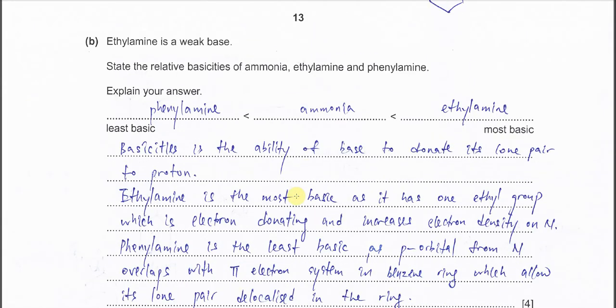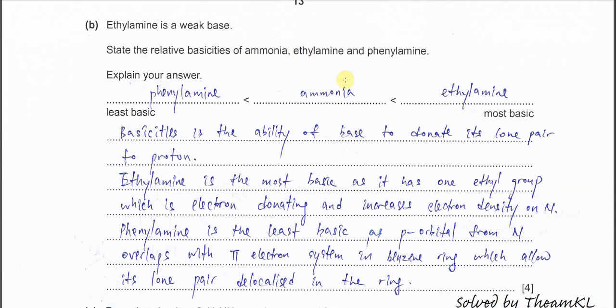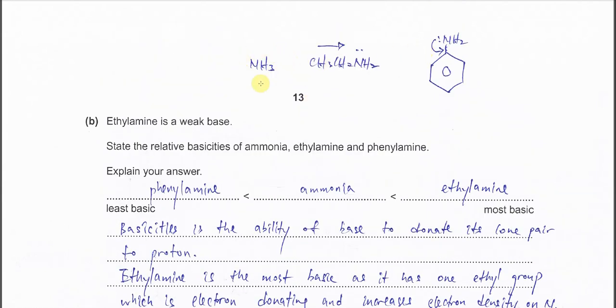Part B. Ethylamine is a weak base. State the relative basicity of ammonia, ethylamine, and phenylamine. So compare these 3 compounds: ammonia, ethylamine, and phenylamine. From this comparison, we know that ethylamine is the most basic compound. Why? Because the ethyl group is an electron donating group.